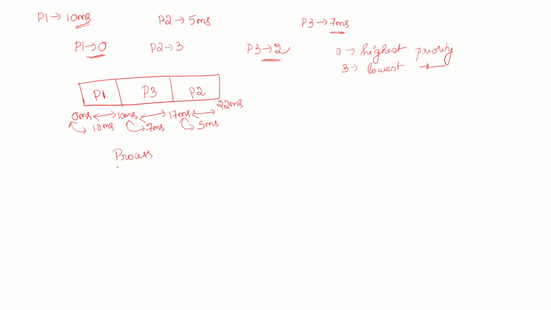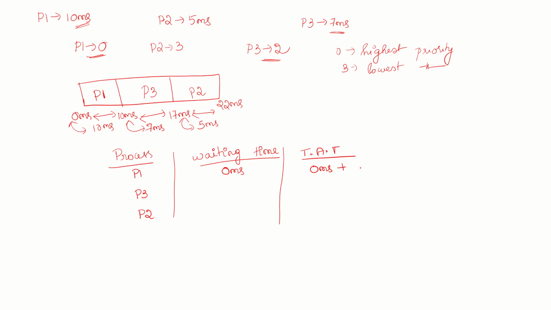Next, writing the table. Process, waiting time. Okay. Next is my turnaround time. What is that? P1, P3, P2. P1 waited for 0 milliseconds. So it waited for 0 milliseconds in the ready queue, or the time spent by P1 in the ready queue is 0 milliseconds. It executes for 10 milliseconds, isn't it? So it is 10 milliseconds over here.